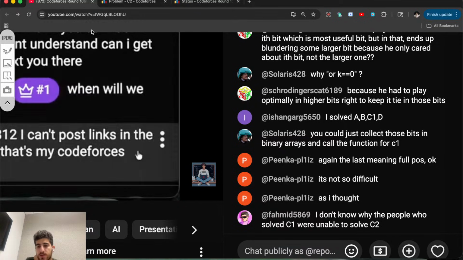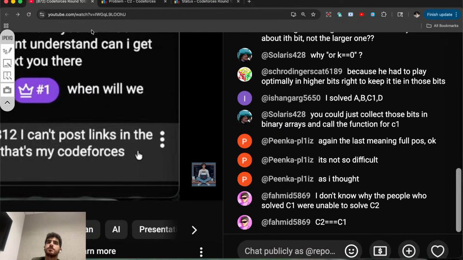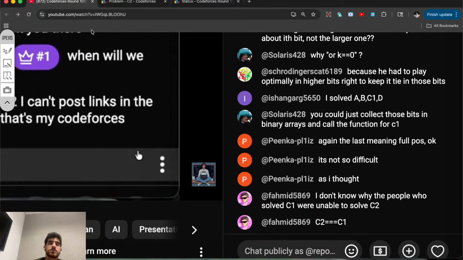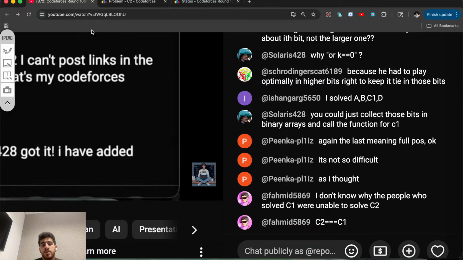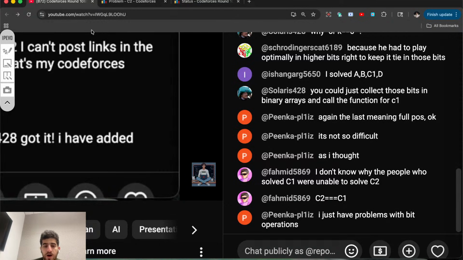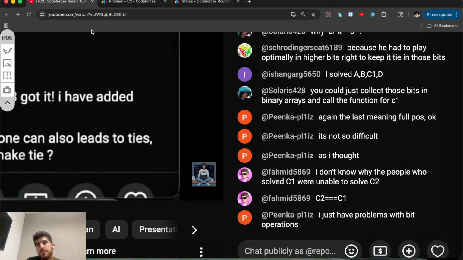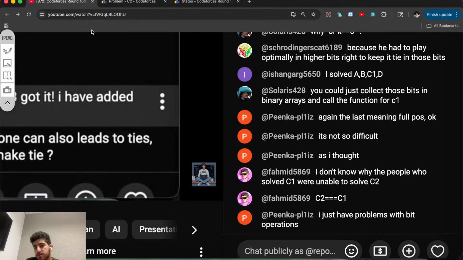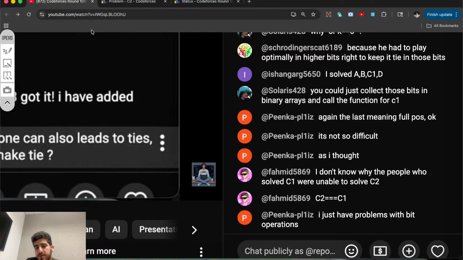I don't know why the people who solved C1 were unable to solve it. The main point in C2 was extending it to all the bits. Let's say the most significant bits, if we have an odd number of them, they are meaningful. If we have an even number of them, they are not meaningful. They will end up canceling inside.